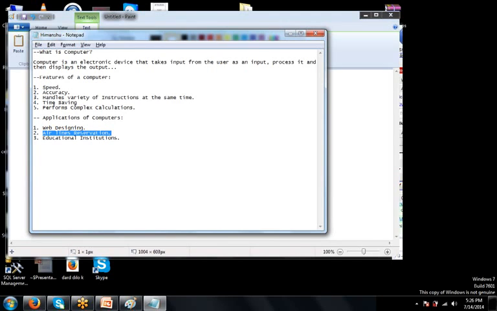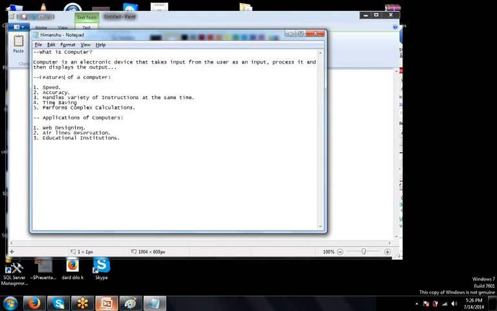And then the last one is educational institutes. A computer is used for teaching purposes also. Like I'm giving you teaching, that is online teaching, which is done by computers only. So these are the basic applications of a computer, means where we can use the computer. In simple terms, applications means uses of a computer, and features means qualities of a computer. So in this notepad, we will see what is a computer, what are the features, the qualities, and then the applications, that is, the uses of a computer.